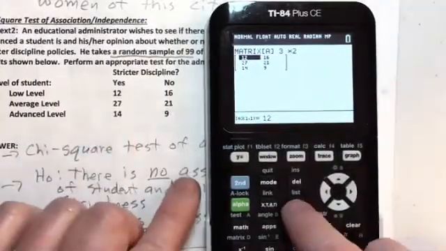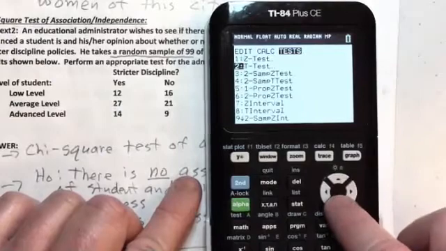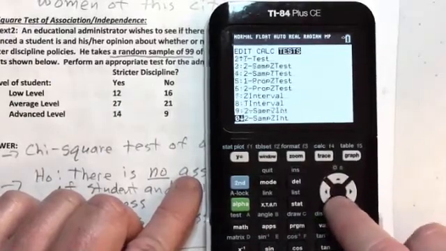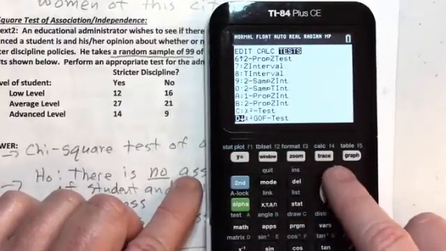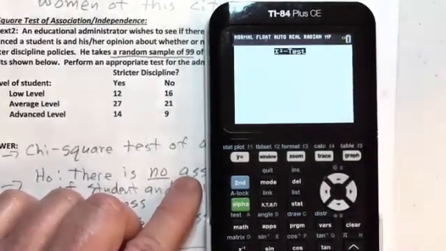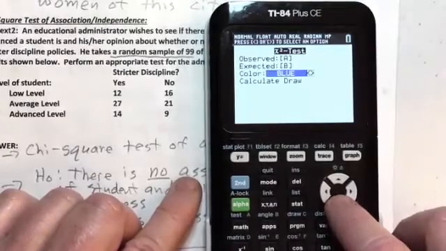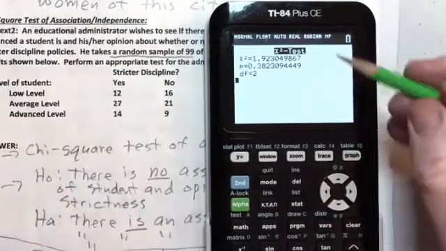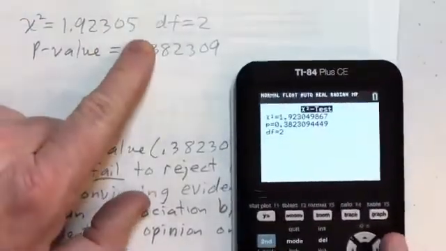And then we just go stat, we go test, we go chi-squared test. Scroll down here. Not goodness of fit. Goodness of fit is when you're using a list. But we do chi-squared test like that, so A and B like that. Hit calculate. And there we go. There is our test statistic and our p-value and our degrees of freedom.